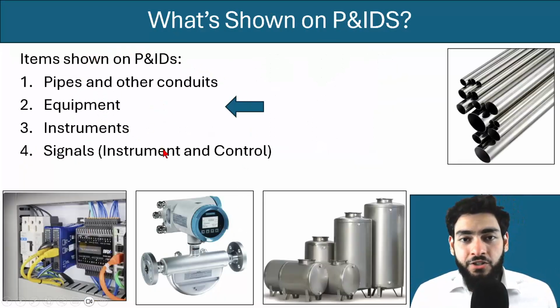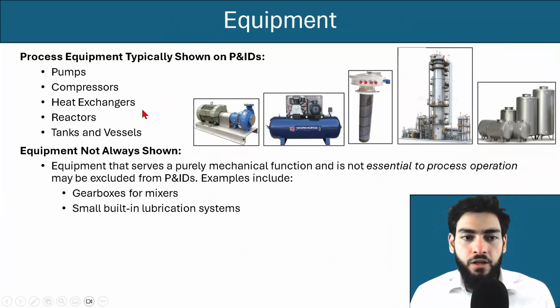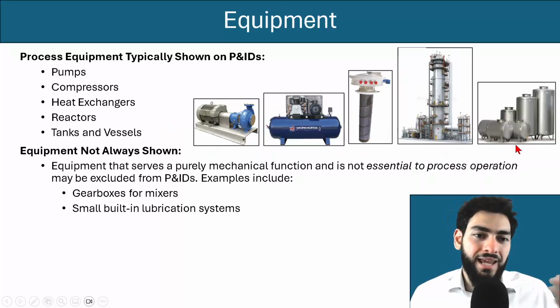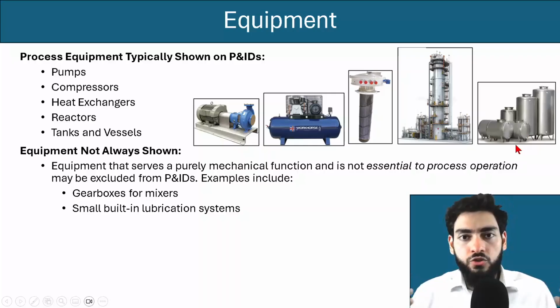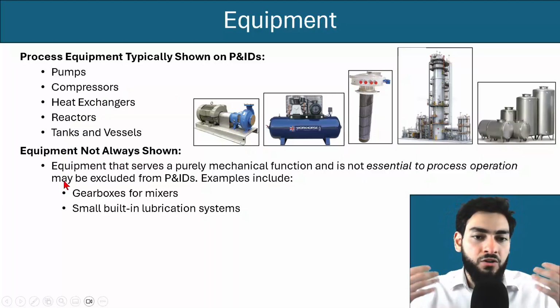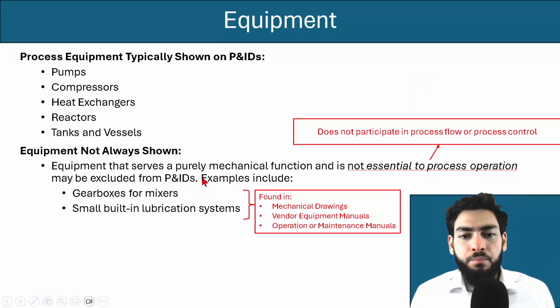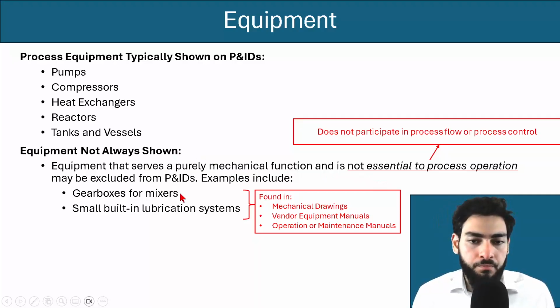Now, the second category would be equipment. For equipment, the normal process equipment that are typically shown on P&IDs, well, you could have pumps, you could have compressors, you could have heat exchangers, you could have reactors, you could have also tanks and vessels, which are normally used for storing material. Now, you might wonder, what are the equipment that are not usually shown? These equipment would be the ones that purely serve a mechanical function and are not essential to process operation. And so that could be excluded from P&IDs.